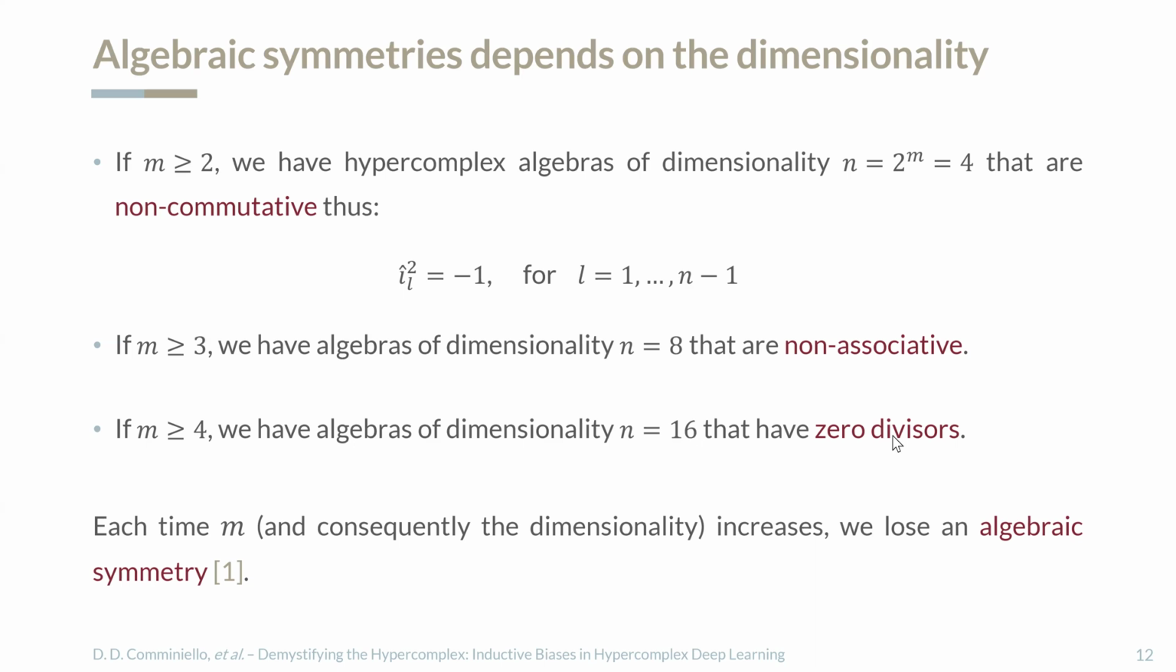Then for n equal to 16, we have zero divisors. So actually, every time the order increases, we lose an algebraic symmetry. And this is very important because we need to reach a trade-off between what we gain and what we, of course, lose.